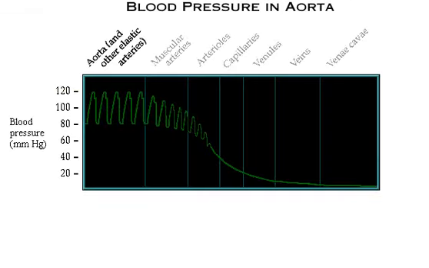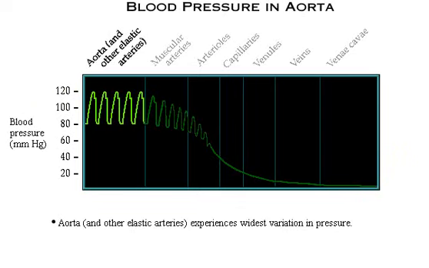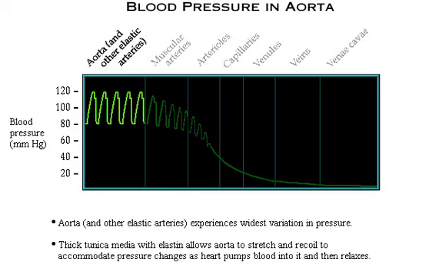The graph shows blood pressure in various blood vessels of the systemic circulation. Note that the aorta experiences the widest variation in pressure of any vessel type. Its thick tunica media with elastin allows it to stretch and recoil to accommodate this pressure change as the heart pumps blood into it and then relaxes.